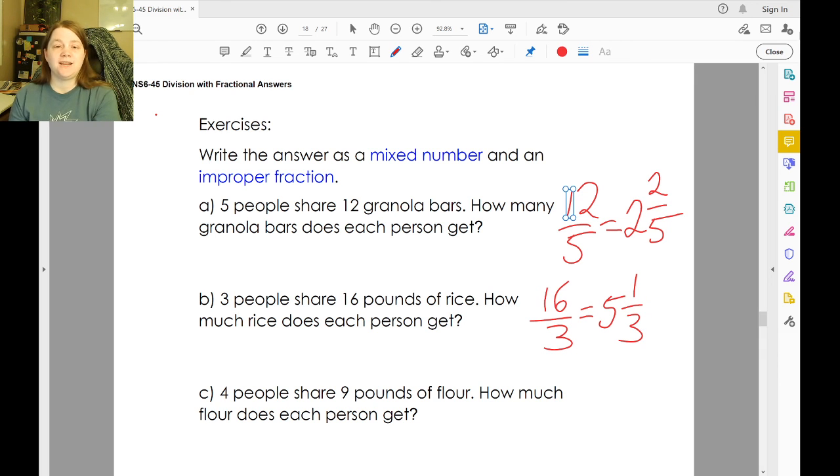4 people sharing 9 pounds of flour. If I start off with 9 pounds of flour, and I split it amongst 4 people, 4 times 2 is 8. I get 2 whole pounds out of that, and there's still 1 pound left over to split amongst 4 people. So 2 1/4 is how much flour I'll get.